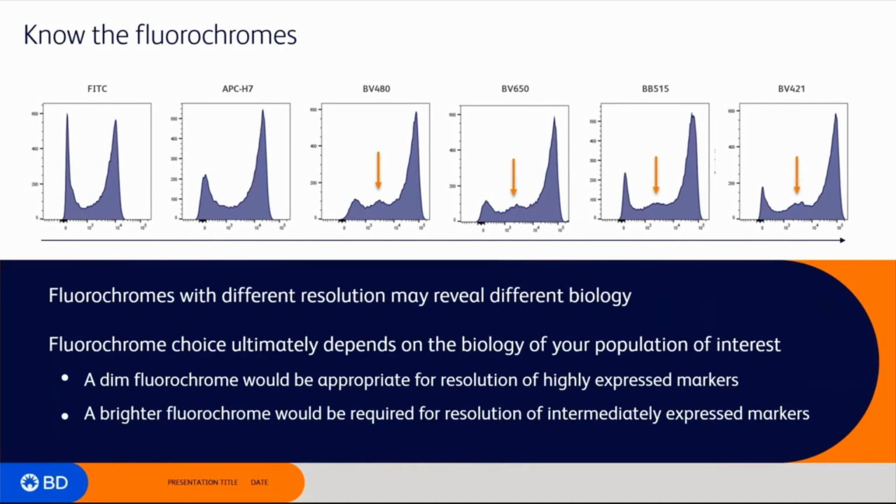So what is the message here? Fluorochrome choice ultimately depends on the biology of your population of interest. A dim fluorochrome would be appropriate for resolution of highly expressed markers like those primary antigens, and a brighter fluorochrome would be required for resolution of dim or intermediately expressed markers.